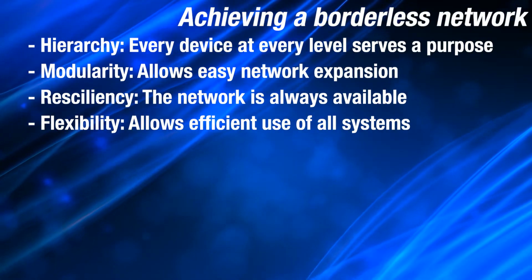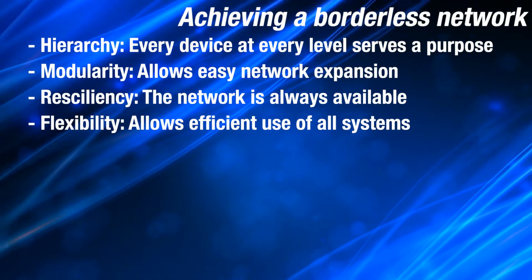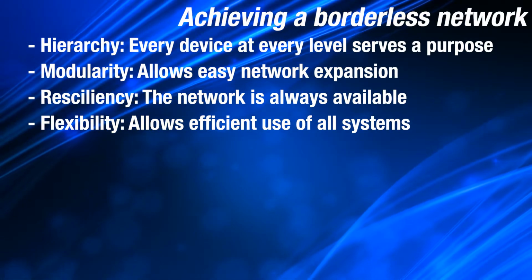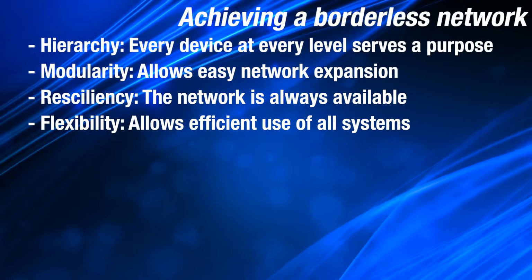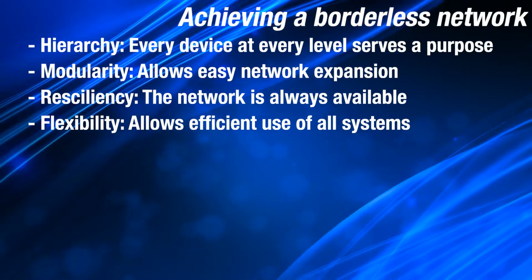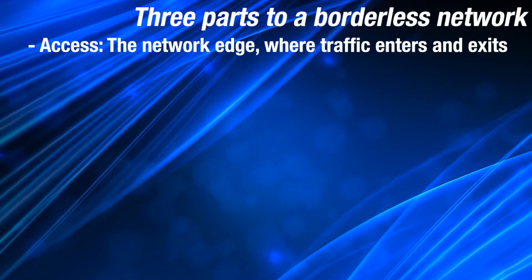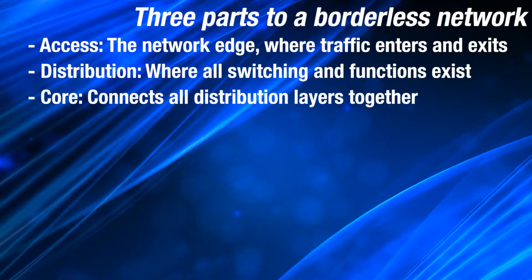When all of these traits are achieved, you have created a borderless network, moving beyond older networks and allowing a flexible network that enables expansion, availability, and efficient use of the systems in place. A truly borderless infrastructure has 3 layers: access, distribution, and core.